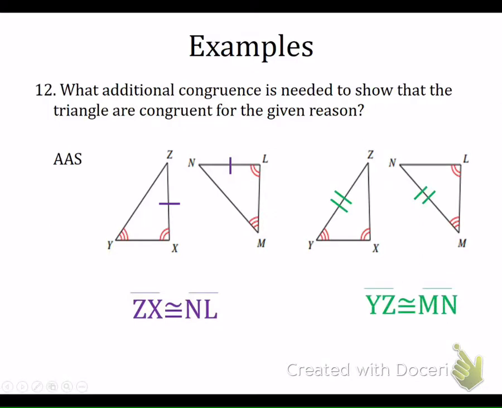All right, so here are both options. Again, we had 2 options here because there are 2 sides that are not included between the angles we were given. So pick either one and its partner. Okay, so these 2 match, these 2 match. You can't mix and match though. You can't do like ZY and NL or something crazy like that. You got to pick the 2 that actually correspond. Questions?